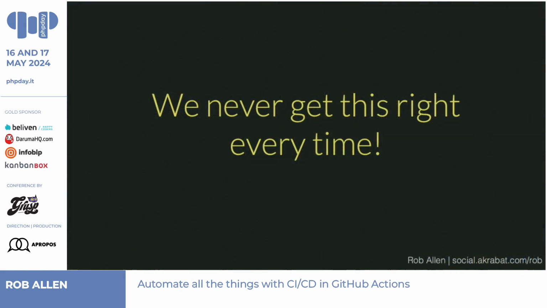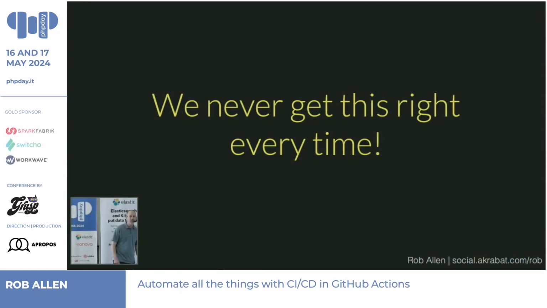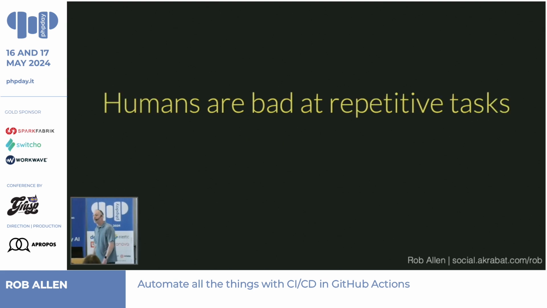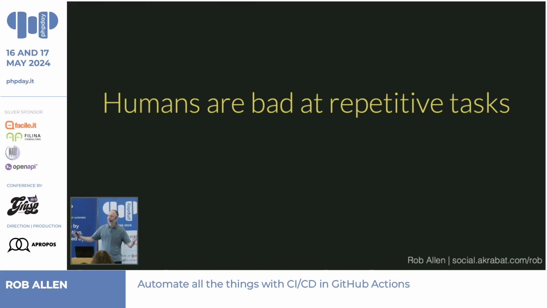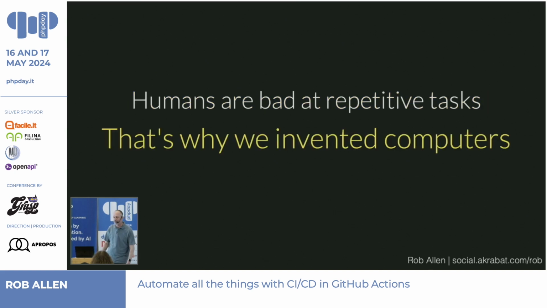Never ever get it right. There's always a step that gets missed, gets done out of order, gets forgotten, gets skipped. Because humans are really, really bad at repetitive tasks. We're just not very good at it because we get bored. We know how to do it. We've done it a million times. It's very difficult to do the same set of steps every time, which is why we invented computers. So they are really good at doing the same thing every time.